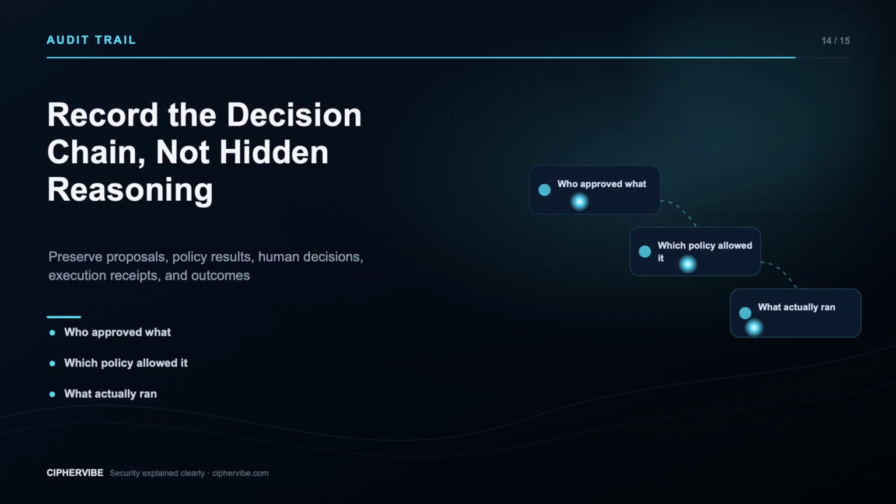Keep a tamper-evident record of the proposal, digest, risk class, policy inputs and result, reviewer identity, decision, timestamps, execution request, receipt, and final outcome. Redact secrets. You do not need private model reasoning. You need evidence that the exact approved action matched the exact executed action and that every denial stayed denied.